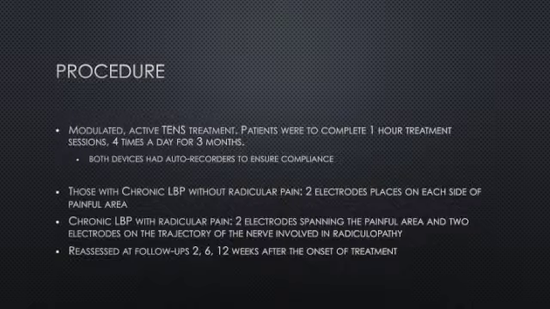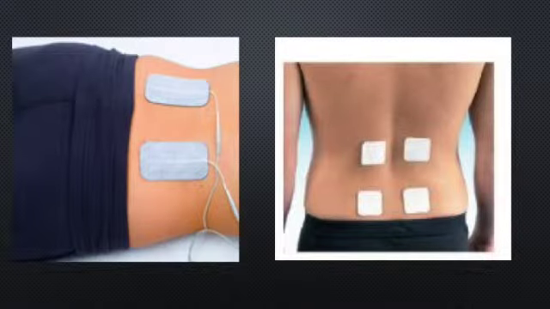For chronic low back pain without radicular pain, just 2 electrodes were used, and with radicular pain there were actually 4 electrodes used, 2 over the painful area and then 2 more electrodes over the nerve involved in radiculopathy. Here are 2 pictures showing the electrode placement for the research study. The picture on the left shows the 2 pads that were placed over the site of low back pain without radiculopathy, and the picture on the right shows 2 pads over the site of low back pain and then 2 more pads over the site of radiculopathy.